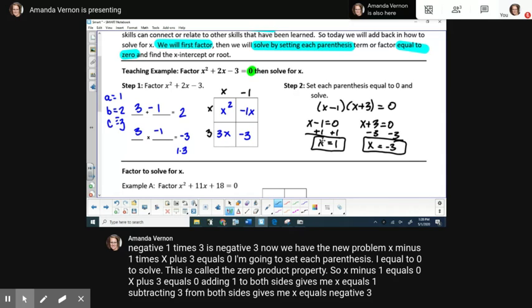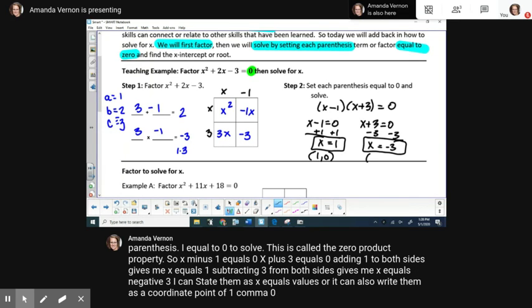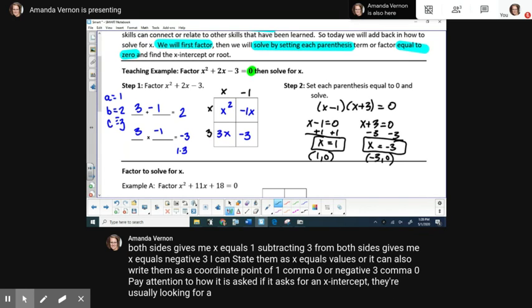I can state them as x equals values, or I can also write them as a coordinate point of (1, 0) or (negative 3, 0). Pay attention to how it is asked. If it asks for an x-intercept, they're usually looking for a point. Let's take a look at a couple more examples.